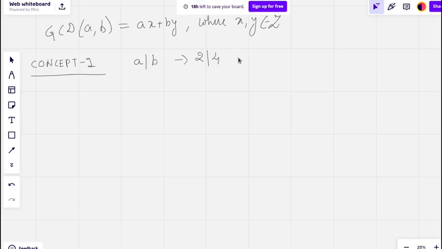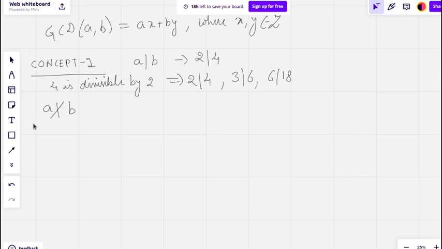Here, 4 is divisible by 2, which means the remainder is 0. So that is why we say 2 divides 4, right? Similarly, one more example could be 3 divides 6 or 6 divides 18, right? So if a number divides another number, then we'll say A divides B and we represent it as something like this. Similarly, if A is not able to divide B, then we will write A does not divide B. So that is notation 1.